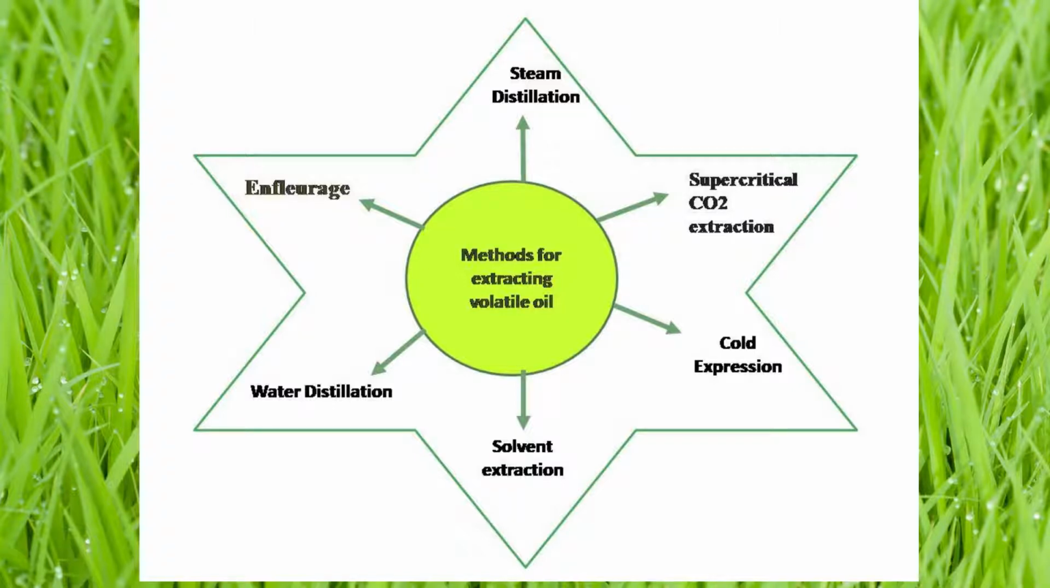The next method is the supercritical fluid extraction method, in which carbon dioxide is used as a solvent. Under high pressure, carbon dioxide will be converted into a fluid state, which acts as a solvent. It penetrates deep into the plant materials and removes the volatile oil, and on reducing the pressure, this carbon dioxide will be converted into gas state, so that it will be easy to separate the volatile oil from the dissolved carbon dioxide.